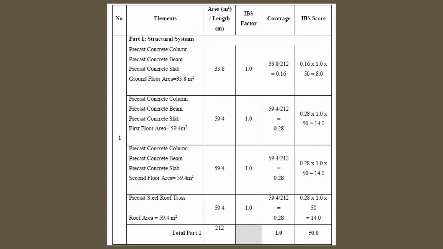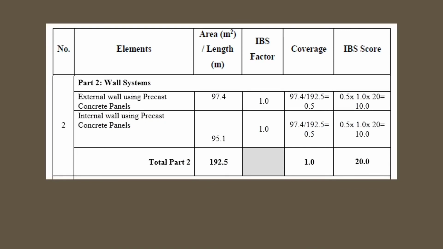The roof area is 59.4 meters square and uses precast steel roof trusses. The IBS factor is 1 with the coverage as 0.28 and the IBS score is 14. The overall IBS score for the structure system is 50. Next is Part 2, which is the wall system. The external wall uses precast concrete panels. The length is 97.4 meters, where the IBS factor is 1, coverage is 0.5, and the IBS score is 10.